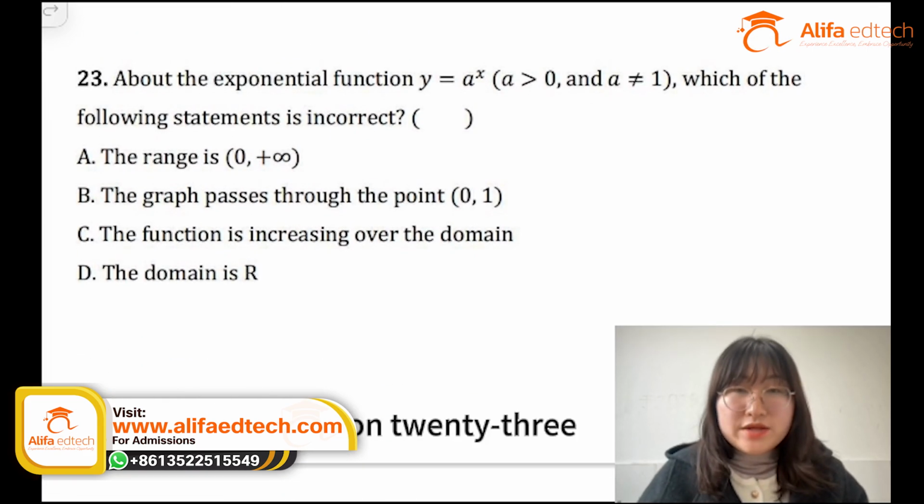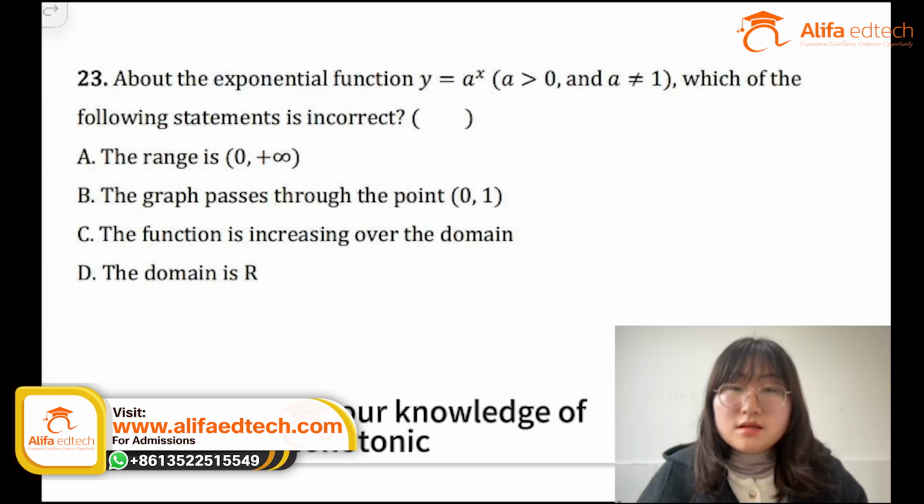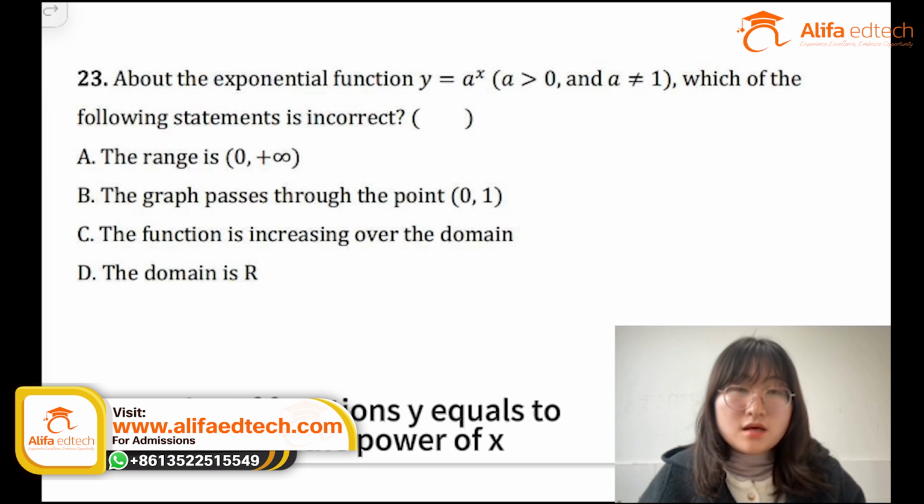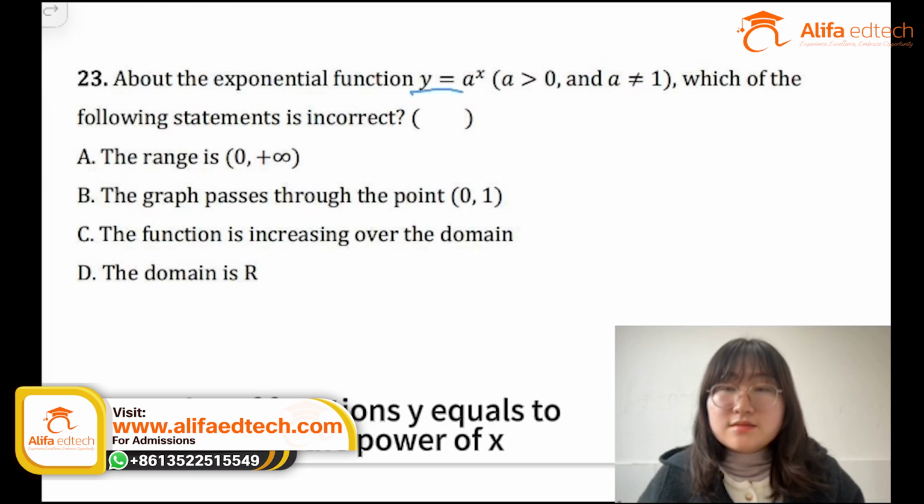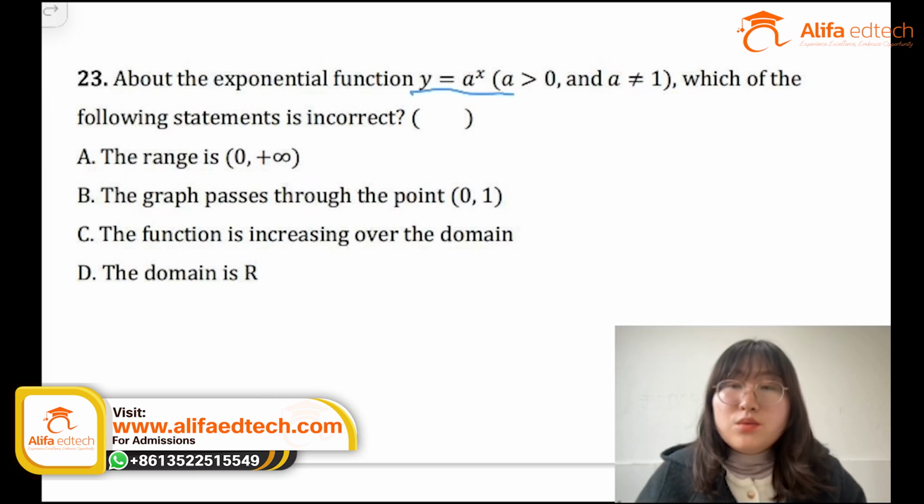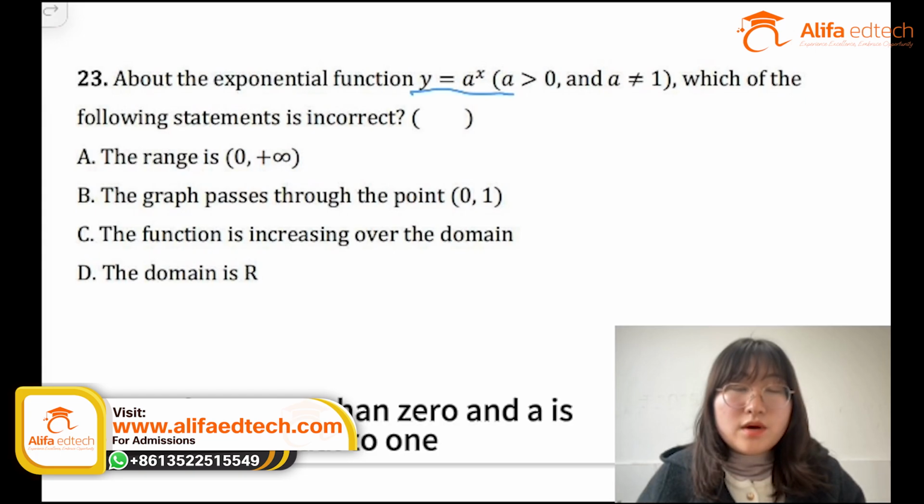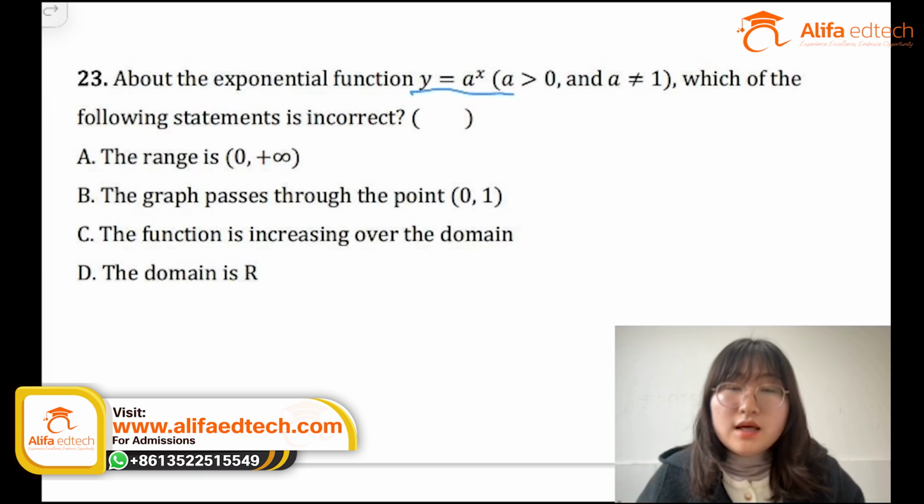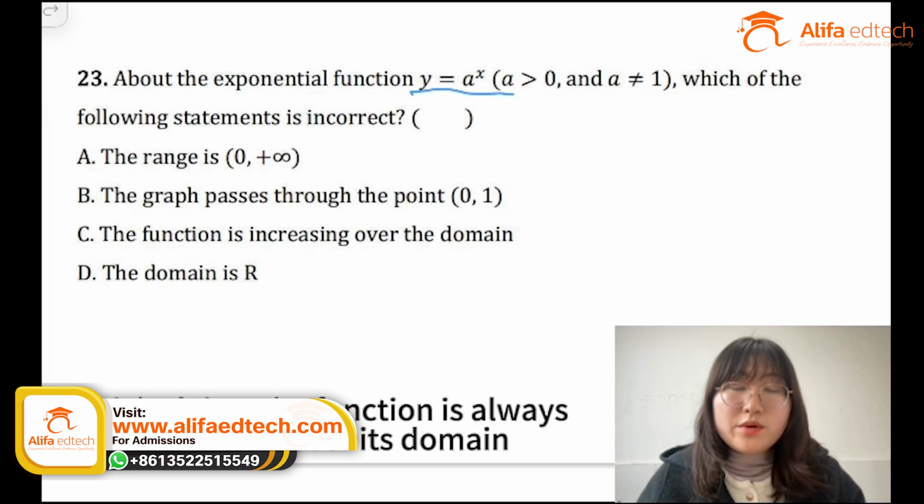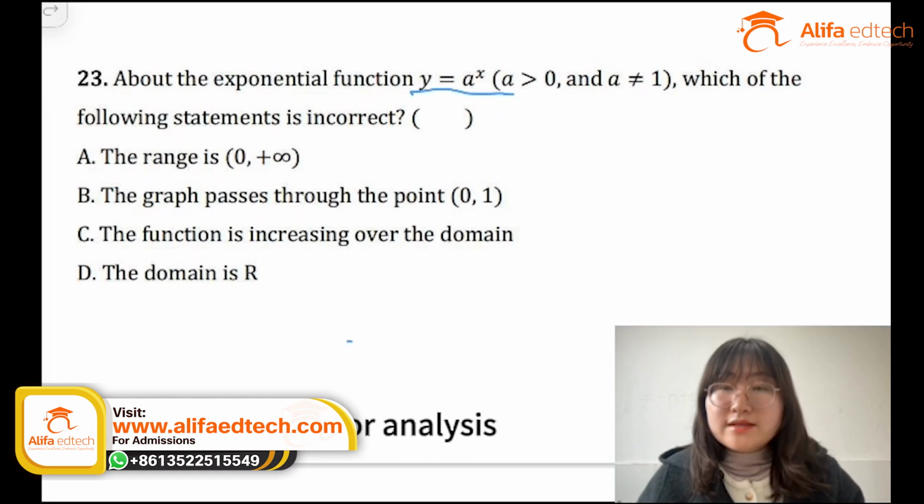Let's move to question 23. This problem tests your knowledge of the monotonic properties of functions. Y equals a to the power of x, where a is greater than 0 and a is not equal to 1. Let's check option C, which claims the function is always increasing over its domain. Here is our error analysis.